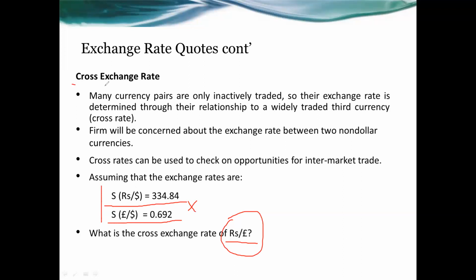That is why it is calling as a cross exchange rate. Okay. So normally we are using this dollar terms of exchange rate while the dollar is a widely traded currency, right? While using that sort of widely traded exchange rates, we can also calculate inactively traded currencies exchange rate, right? Now, pound is not inactively traded, but for an example, we consider it as that, right? Now, let's see how we calculate the cross exchange rate.